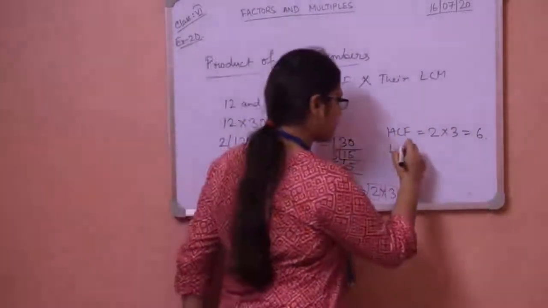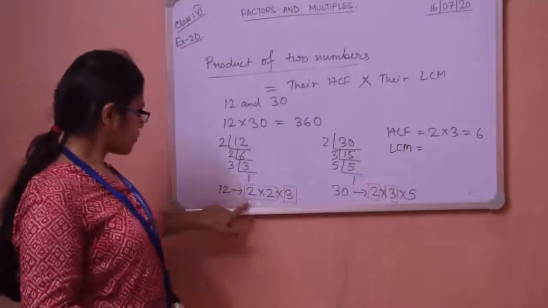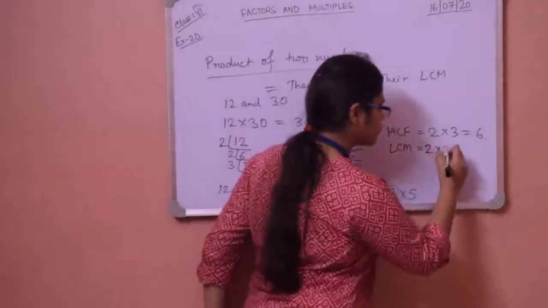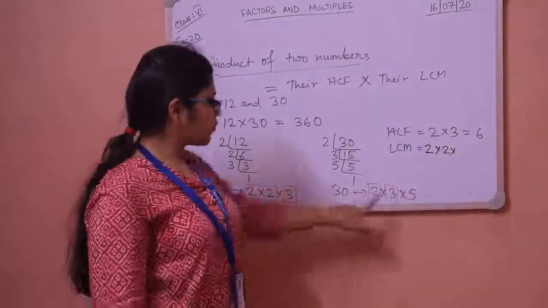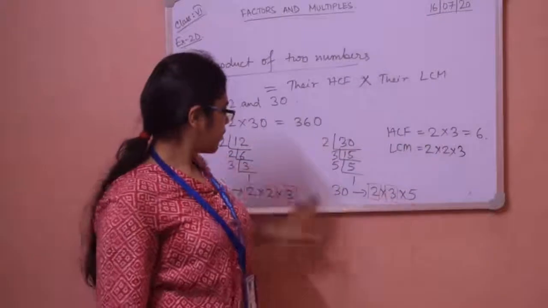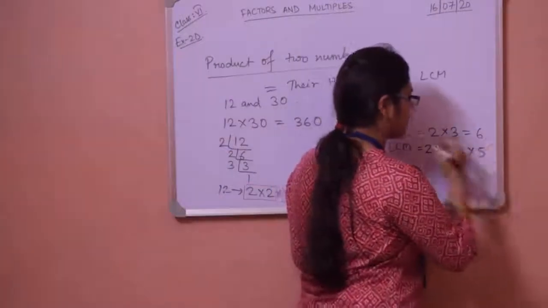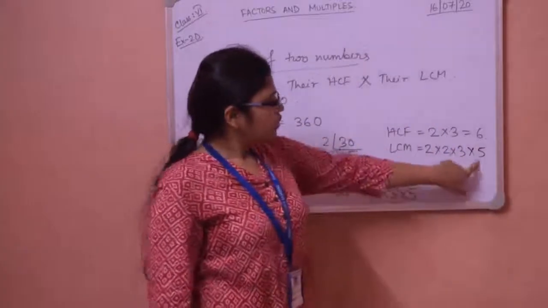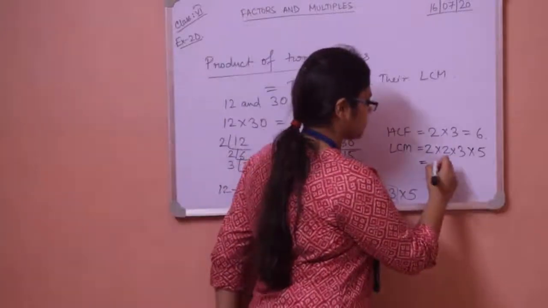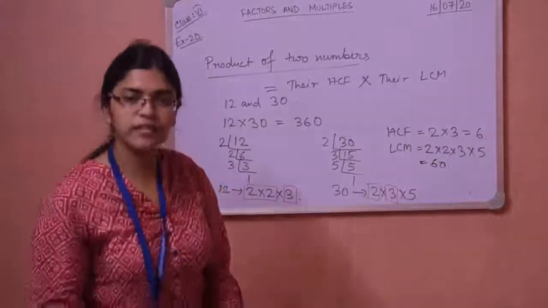Now for LCM, we take the maximum number of times. That means 2, we have 2 times here, that is maximum. So we will take 2 times. 3, in both the cases we have only once. So we will take only once. And 5, we don't have any 5 here but 1 5 here. So we will multiply 5. So now 3 into 5 is 15, 15 into 2 is 30, 30 into 2 is 60. So that means the HCF of the numbers is 6 and LCM is 60.